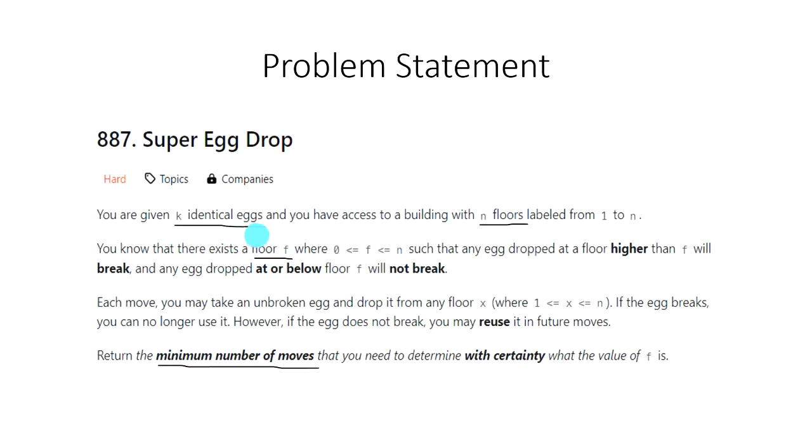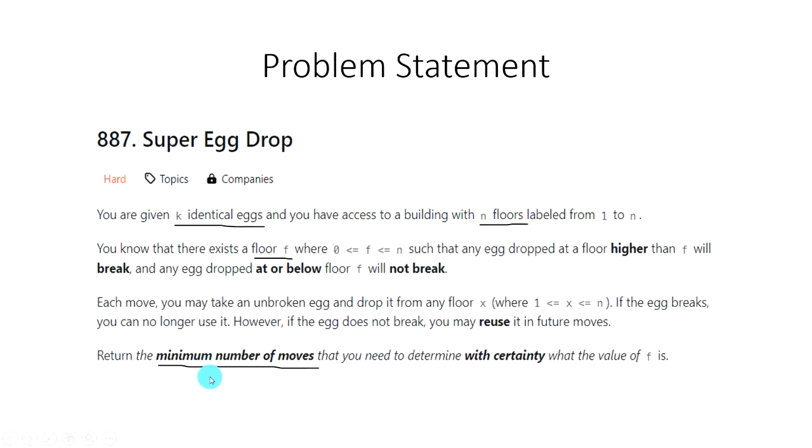There are k identical eggs and we are given a building with n floors, indexed from 1 to n, and there exists a floor F where if we drop an egg from floor F or any floor below it, the egg will not break. And if we drop it from any floor higher than F, the egg will break. And if the egg breaks, we are not allowed to reuse it. But if it does not break, we can reuse it in future moves.